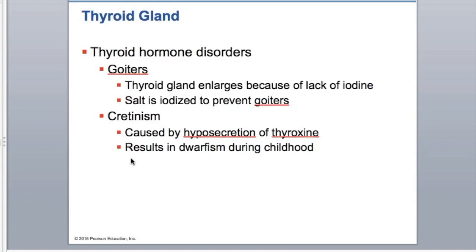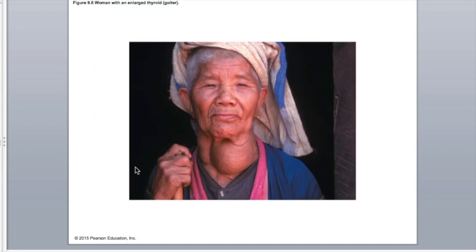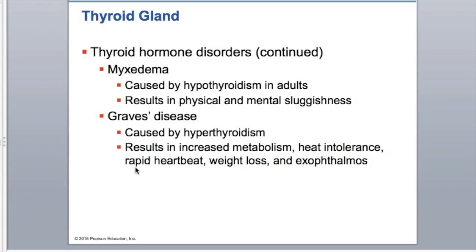All right, you've got your cretinism, which is a decrease in thyroxine secretion. When it happens during childhood, it results in dwarfism. So you've got several forms of dwarfism. You've got dwarfism that's controlled by growth hormone, but now you also have dwarfism that's controlled by a lack of thyroxine as a child. There's your picture of the goiter lady again.